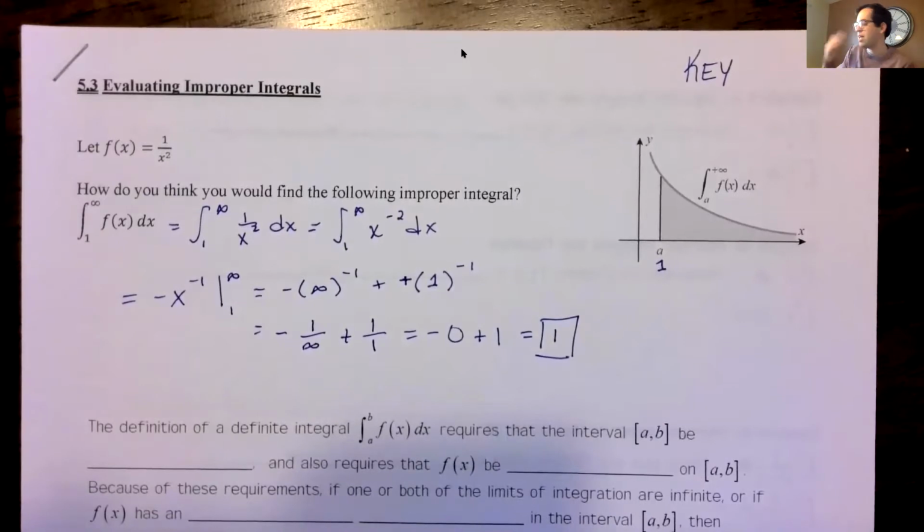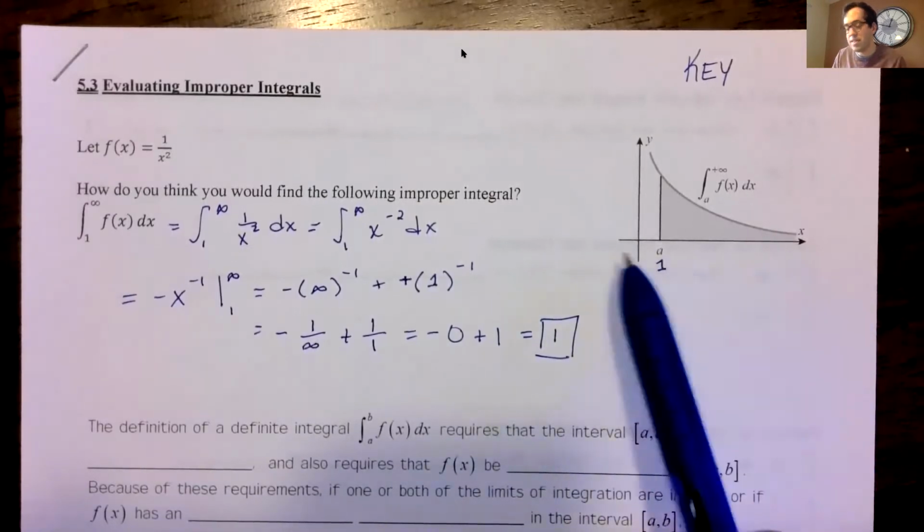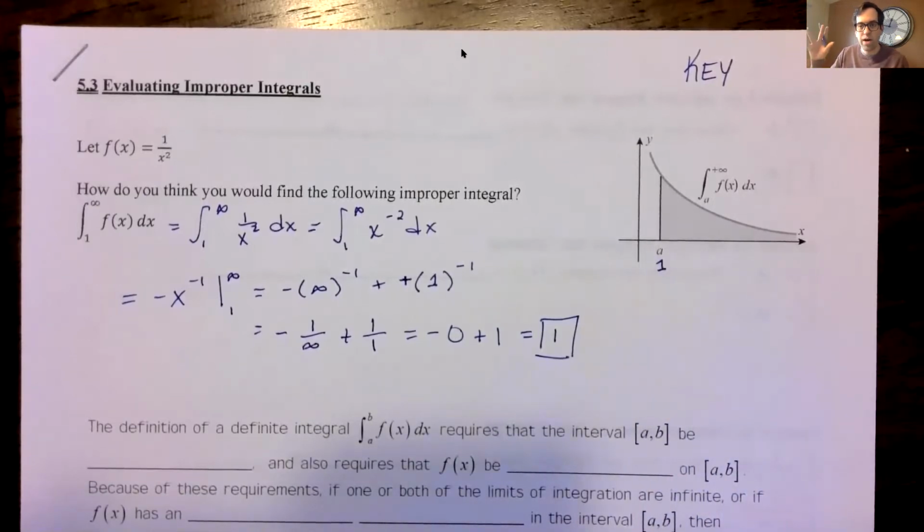And so to think this through a little bit, I have some notes on a separate piece of paper that I'm going to show. It's up to you whether you want to write this down or not, or just follow along. But the truth is that this really does add to 1. The area extends forever, but it's only ever going to add up to 1.